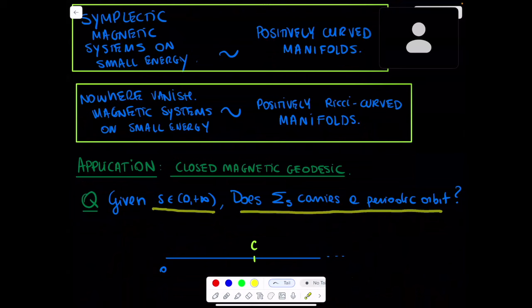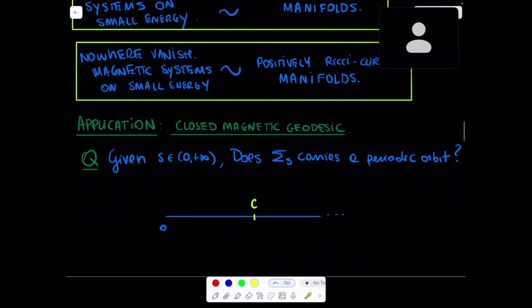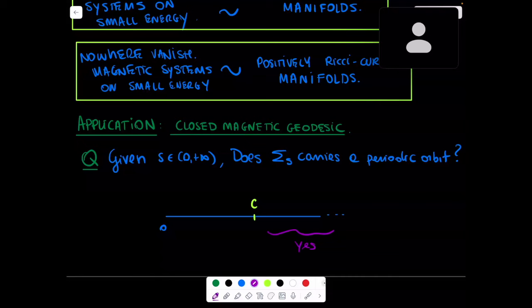What we know so far is that when we choose a big level of the energy, namely above the magnetic critical value, the answer is yes. While for small levels of the energy, below the magnetic critical value, what we know is that for almost all S smaller than c, there exists a closed magnetic geodesic.